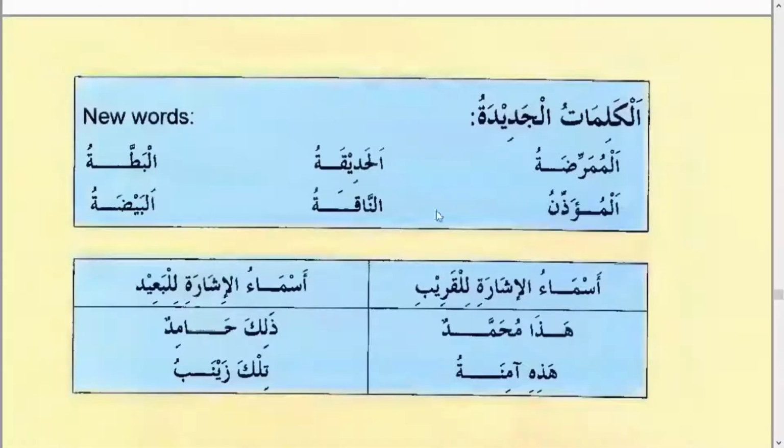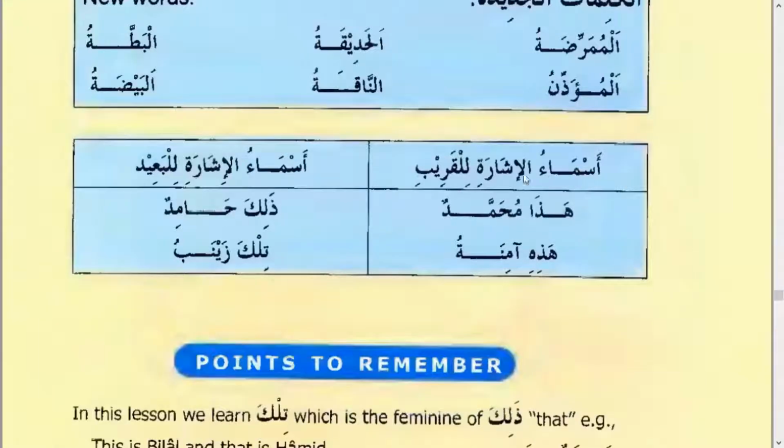New words. Al-Mumarrida, nurse. Al-Hadiqa, garden. Al-Battah, duck. Al-Muaddin, the muazzin, the caller to prayer. An-Nakhatu, the window. Al-Baydatu, the egg. So we've learned Asma'ul Isharati lil Qarib and Asma'ul Isharati lil Ba'id.